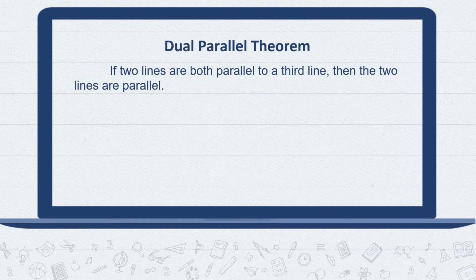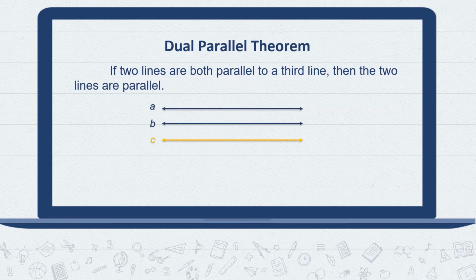Ano naman yung tinatawag natin na dual parallel theorem? It states that if two lines are both parallel to a third line, then the two lines are parallel. So let's consider the three lines: line A, line B, and line C. In the theorem, if line A is parallel to line B and line B is parallel to line C, then we can conclude that line A is parallel to line C.